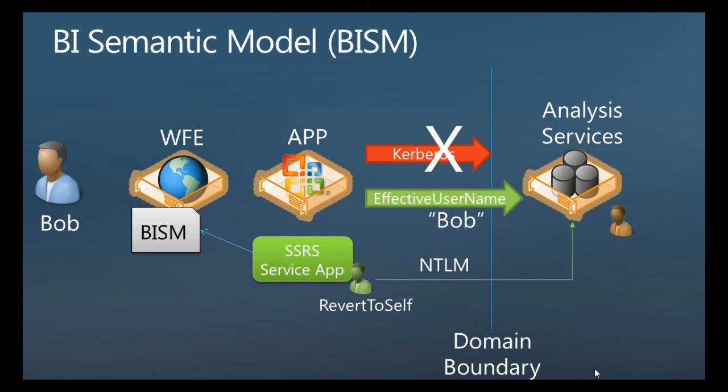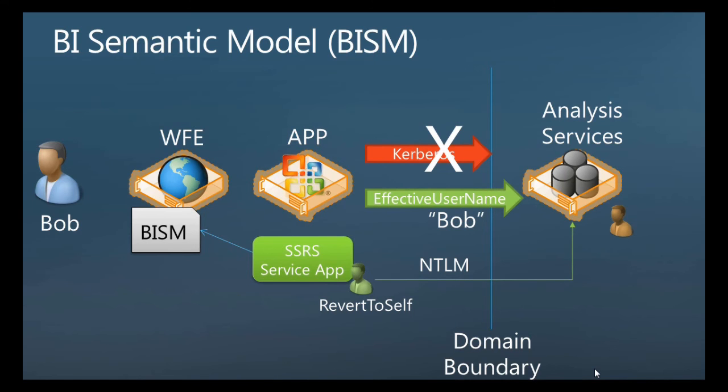This time, the application pool for Reporting Services is going to do a revert to self, which means it's going to make an outbound call using the identity of the application pool, in this case our service account. It's going to authenticate with Analysis Services using NTLM, so this is a single hop, which is no issue. And then if the connection is successful and the service account for the application pool is an administrator in Analysis Services, it will connect using the effective username in the connection string, and then that query will be executed using Bob's security context.